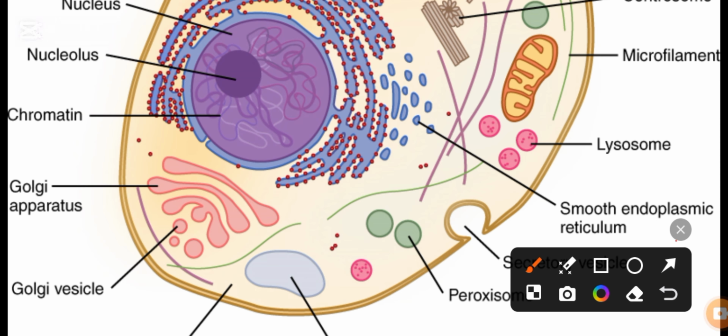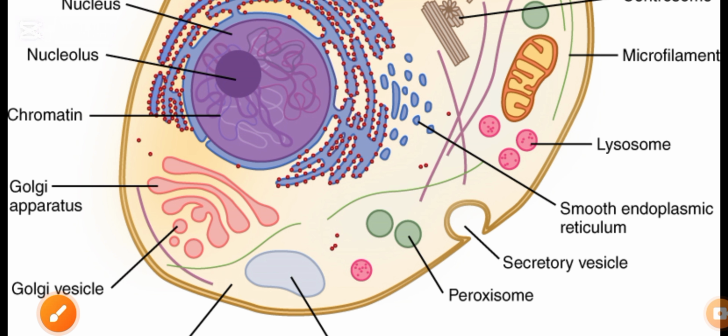So what is the function of the rough endoplasmic reticulum? The rough endoplasmic reticulum performs the function of synthesizing protein. So when ribosomes bind together with the endoplasmic reticulum, they help in synthesizing protein. So if they ask you the function of the rough endoplasmic reticulum, it helps in the synthesis of protein.